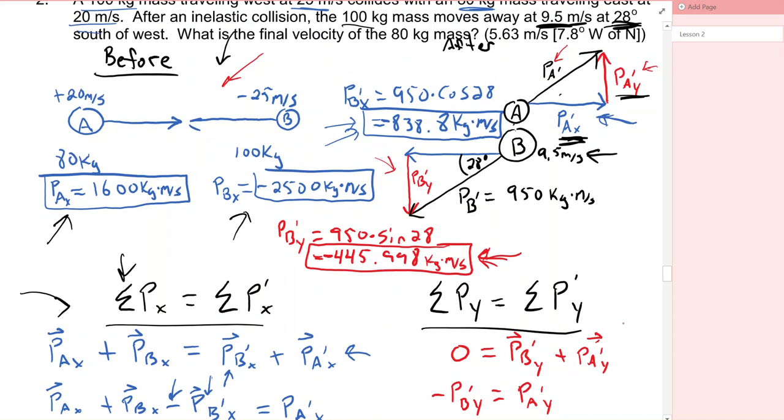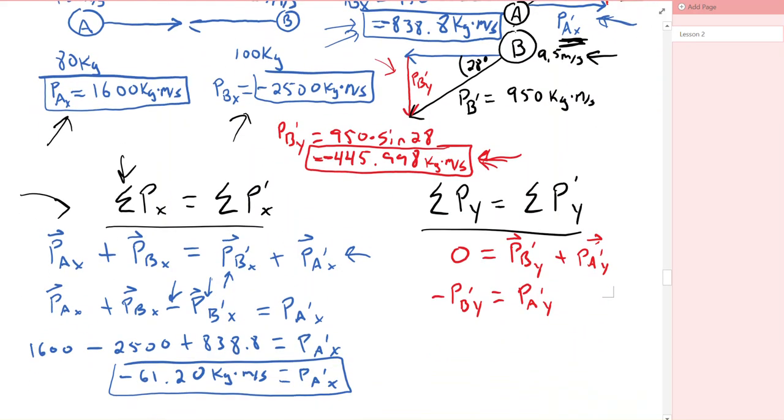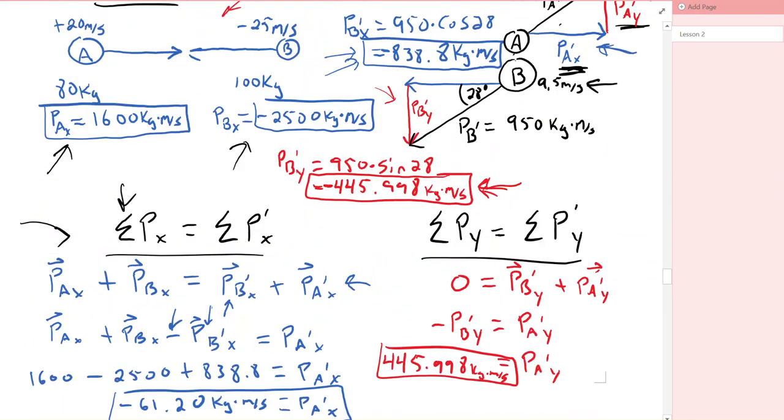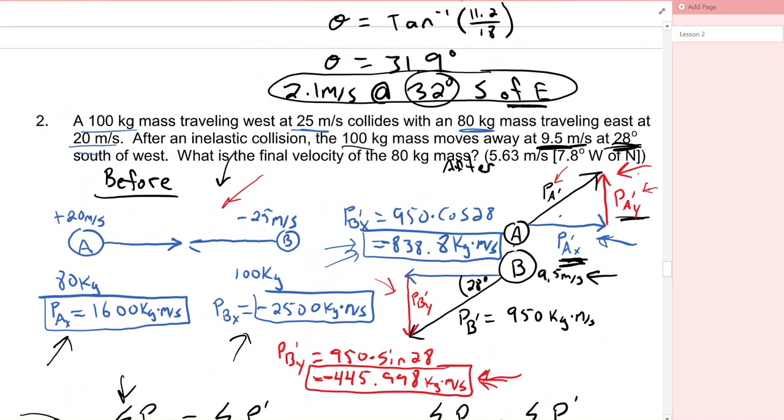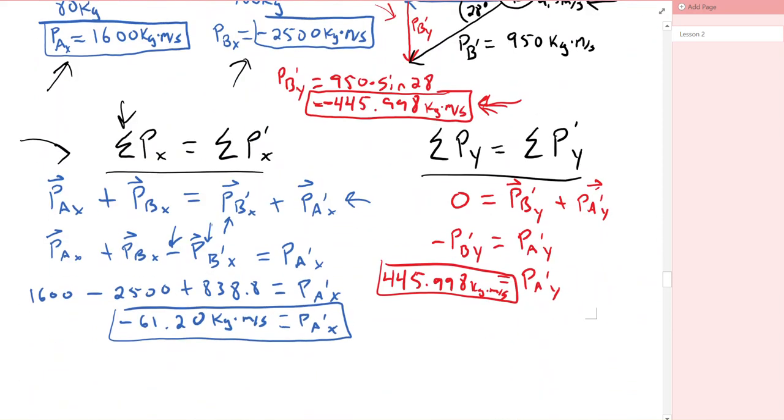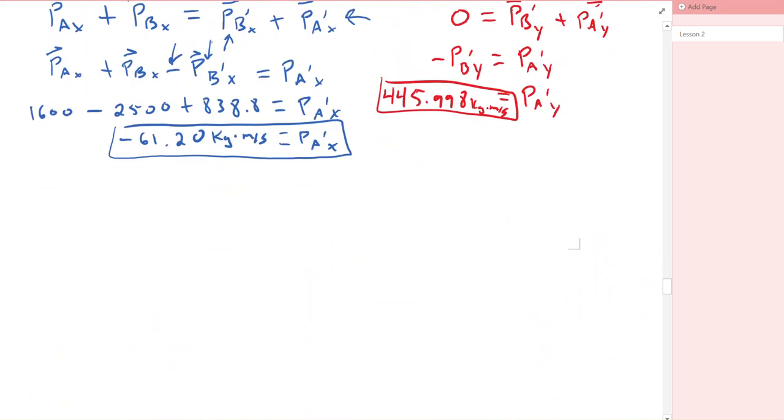But the positive version. So I can just say momentum of A in the y is just the number that we already had. It's 445.998 kilograms times meters per second. You guys will get tired of writing that down. Okay, and it's positive, right? Because it's the other direction. All right, so we have the info that we needed. Just because I'm running out of room, I'm going to redraw that triangle down here. Okay, so we got our two sides of the puzzle here, right?